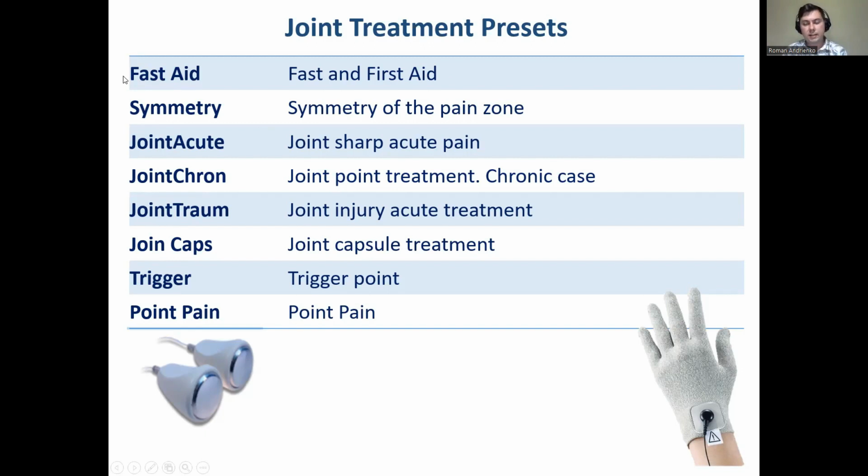First of all, fast aid, if we're speaking about acute traumas, symmetry. Remember that we already touched that base. Joint acute, joint chronic, joint trauma, joint capsule. Yes, we love joints, and Scenar loves joints. Trigger for trigger points, and point pain, which we already know can be used for point pain in joints.